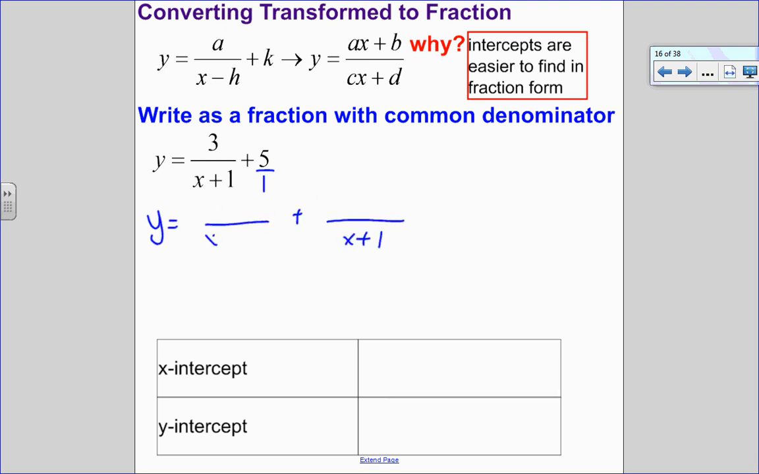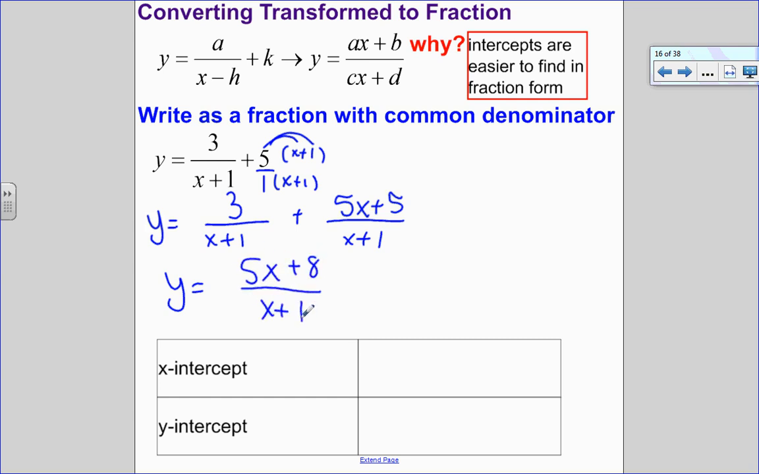So common denominator is going to be x plus 1. So to make this an x plus 1, I multiply the numerator and the denominator by x plus 1. So I have 5x plus 5. So altogether it's 5x plus 8 all over x plus 1. So now these forms are identical. 3 over x plus 1 plus 5 is the same as 5x plus 8 all over x plus 1.